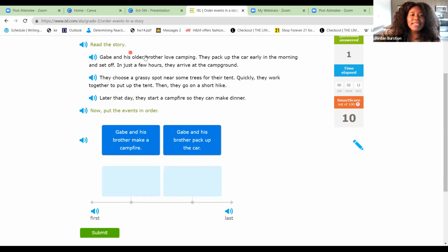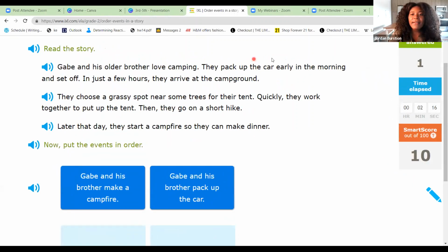So Gabe and his older brother love camping. They pack up the car early in the morning and set off. In just a few hours, they arrive at the campground. They choose a grassy spot near some trees for their tent. Quickly, they work together to put up the tent. Then they go on a short hike. Later that day, they start a campfire so they can make dinner.